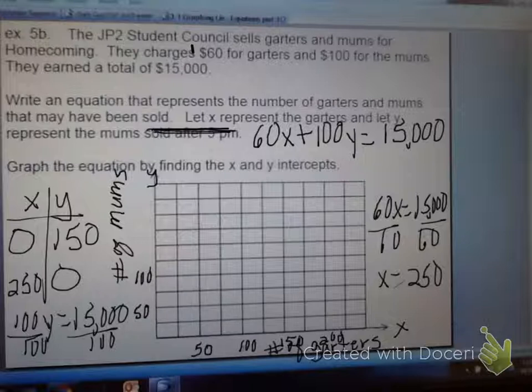Obviously, I need more room. My panel doesn't give me more room, but you have graph paper, so you'll have more room on the graph paper. So 0, 150 is right here, and 250, 0 is right here. And there's your graph.